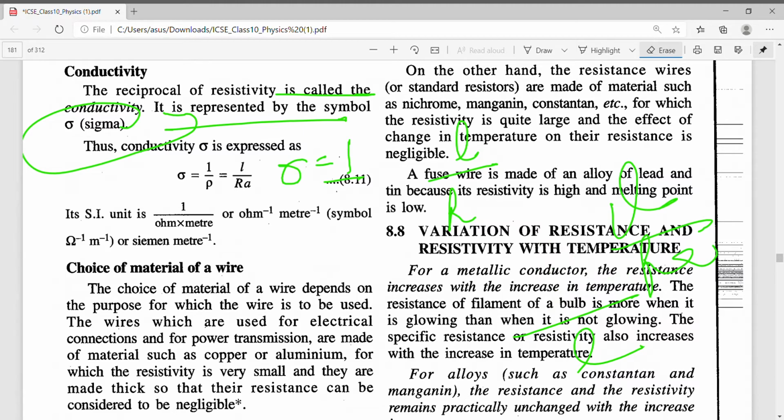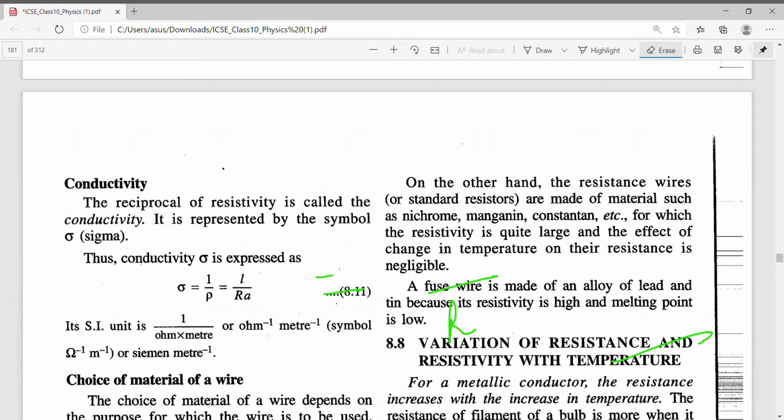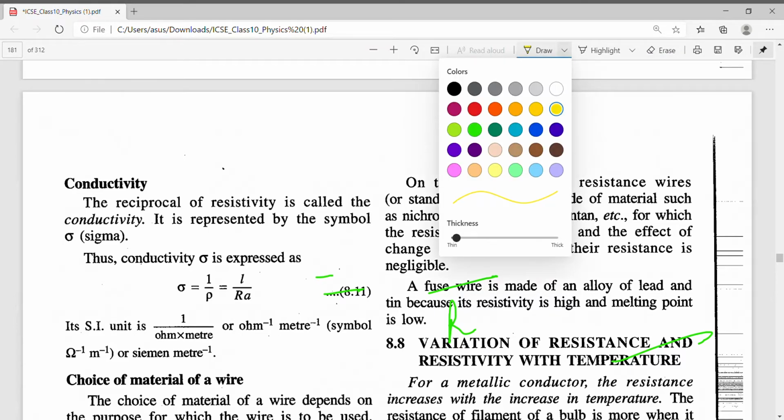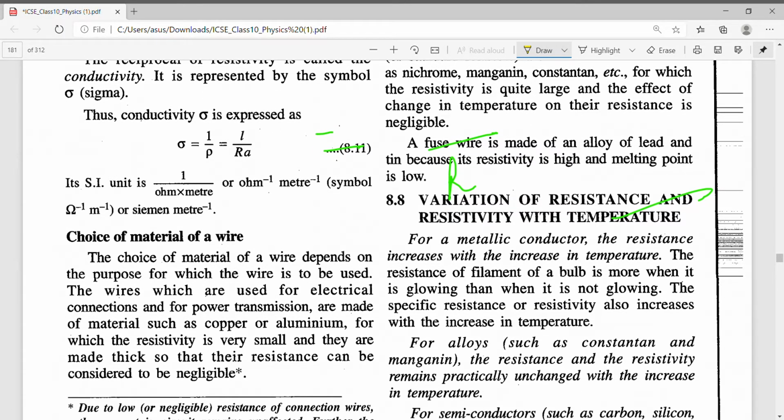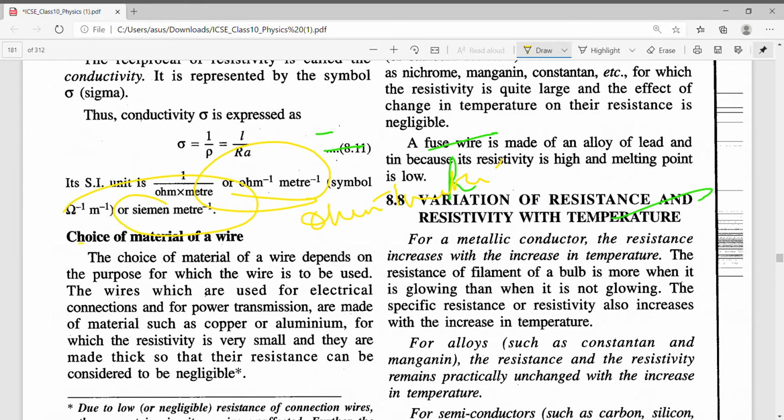Correct. Let me erase all this and change the pen's color. Okay, sorry for this. So the SI unit would be 1 upon ohm into meter. That is ohm to the power minus 1 meter to the power minus 1, or you call it Siemens meter to the power minus 1.